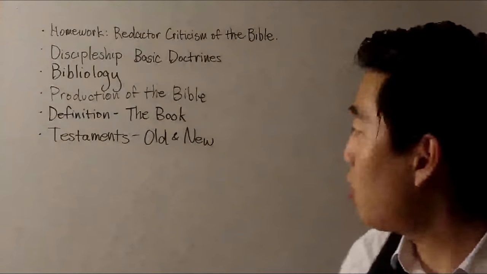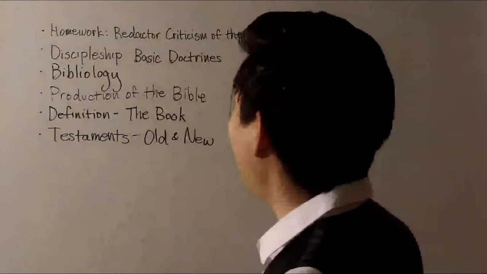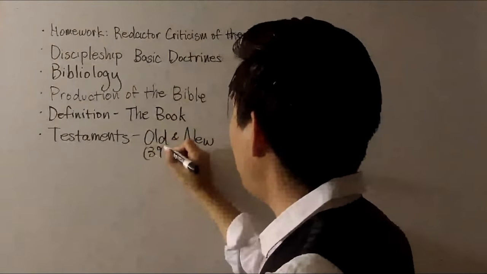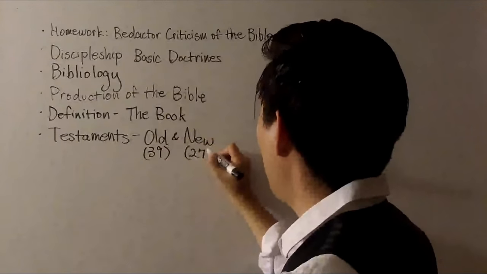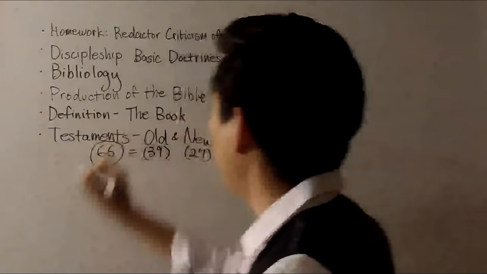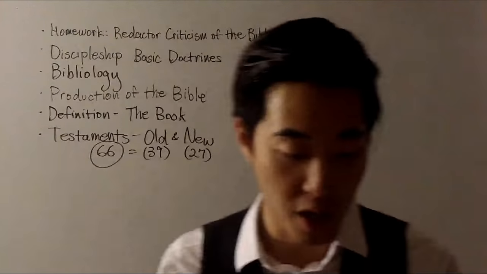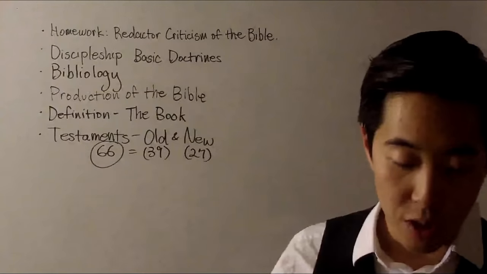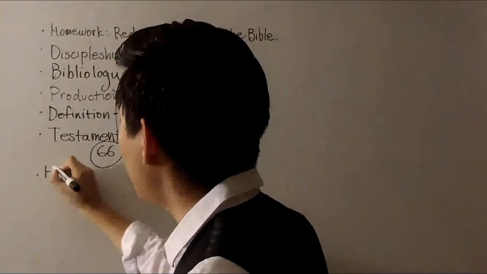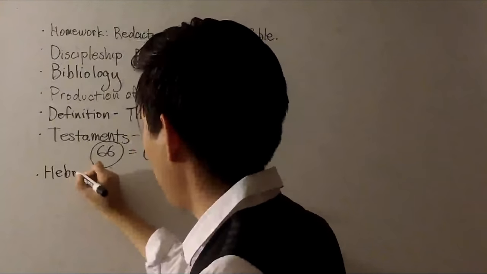All right, how many books are there in your Old Testament? There are 39. There are 39 books in your Old Testament. As for the New Testament, there are 27. The total count in your Bible will be 66 books. So remember that. There will be 66 books in your Bible. Now, concerning testaments, we're going to look at Hebrews 9. Why are there testaments in the Bible? There are two testaments in the Bible.